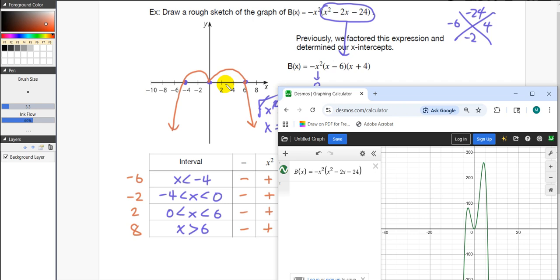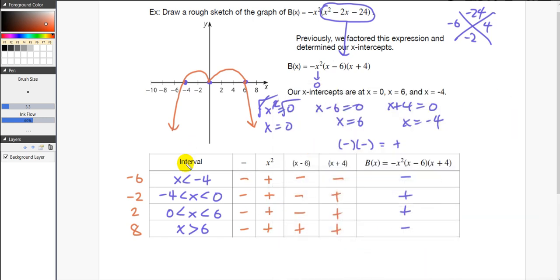Okay, so Desmos is a very powerful tool for checking your work, if you're wondering. And the sign chart is also a very powerful method that can be used because you don't actually have to calculate a whole bunch of y values. All you've got to do is plug in the numbers into these factors and figure out whether your function is above or below.